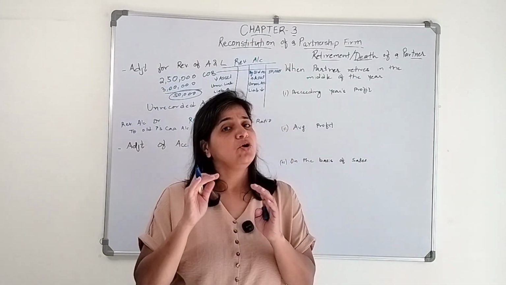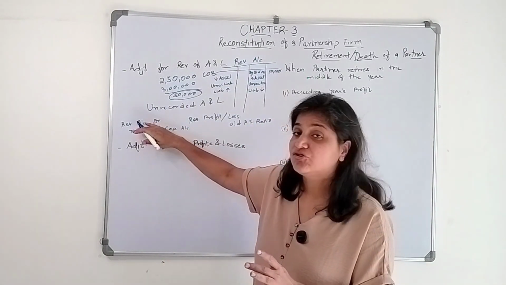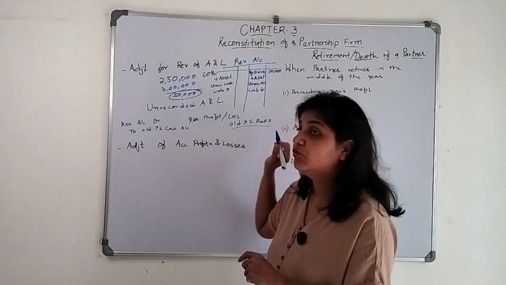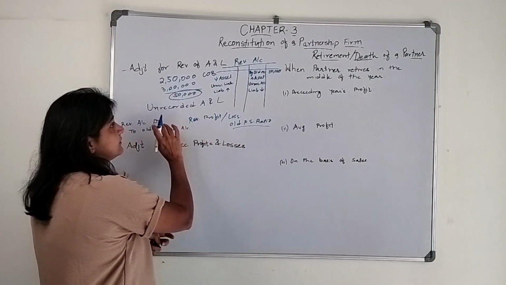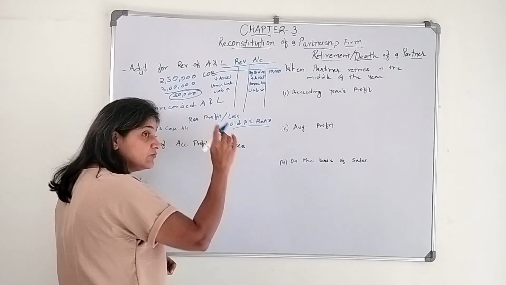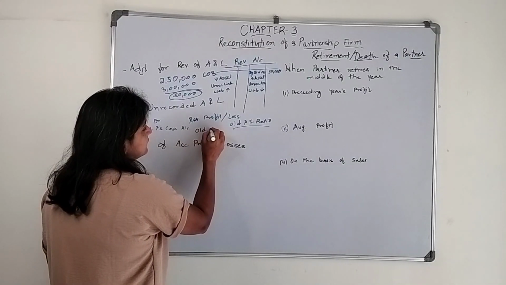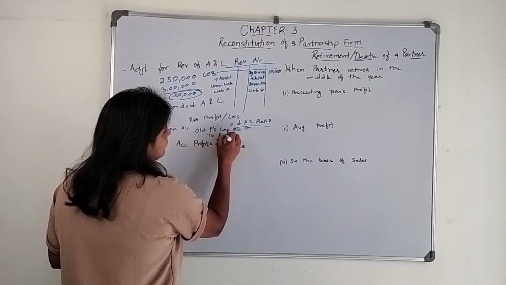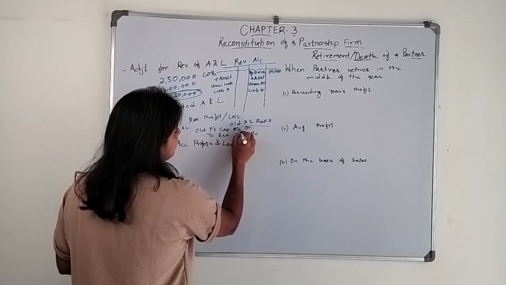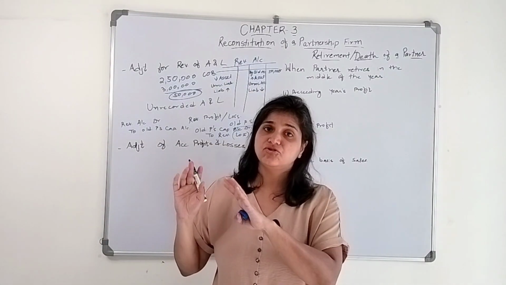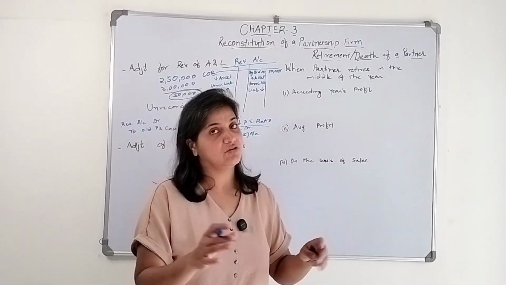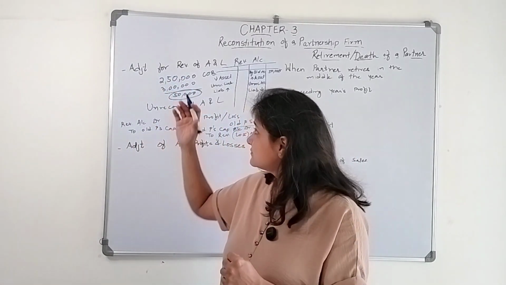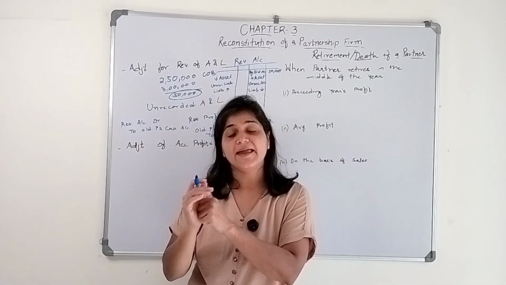Before the retirement, whosoever partners are there, that revaluation profit will be distributed among them in their old profit sharing ratio. Similarly, if there is a revaluation loss, that will also be distributed among the old partners. So old partners capital account debit to revaluation loss. This is a loss which we need to distribute among the partners, and the revaluation account will get closed. So that was all about the revaluation adjustment related to the revaluation of assets and liabilities.